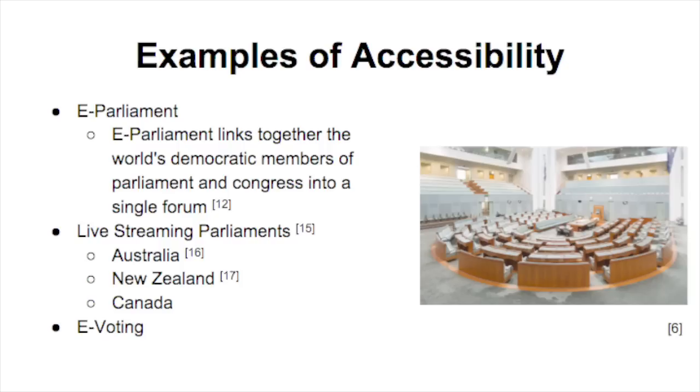E-Parliament is a non-profit organization that links together the democratic members of Parliament and the public into a single forum. This allows for open discussions of issues and equal contributions. Live streaming of Parliament meetings has enabled more accessibility for governments to stream their chambers and Senate meetings. Lastly, e-voting allows people to vote from any location with internet access. As a country's web coverage expands, accessibility to voting will increase because people are able to vote from their homes, workplaces, or libraries at their convenience.